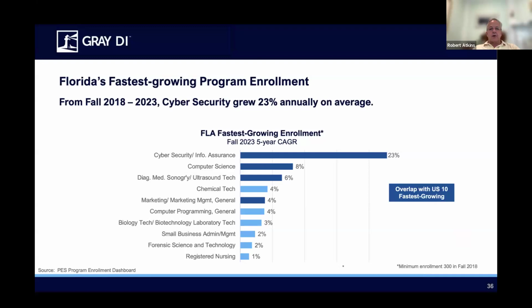When we look at program enrollment, the fastest growing enrollment there is cybersecurity. We've actually got 4 programs that overlap with the national average: cyber, computer science, diagnostic medical sonography, and marketing. The rest are unique to Florida: chemical technician, computer programming, biotech, small business management, forensic science and technology. And here's one of the first times I've seen registered nursing make the top 1% in this list. I find that unusual because it used to be towards the top of our list generally.